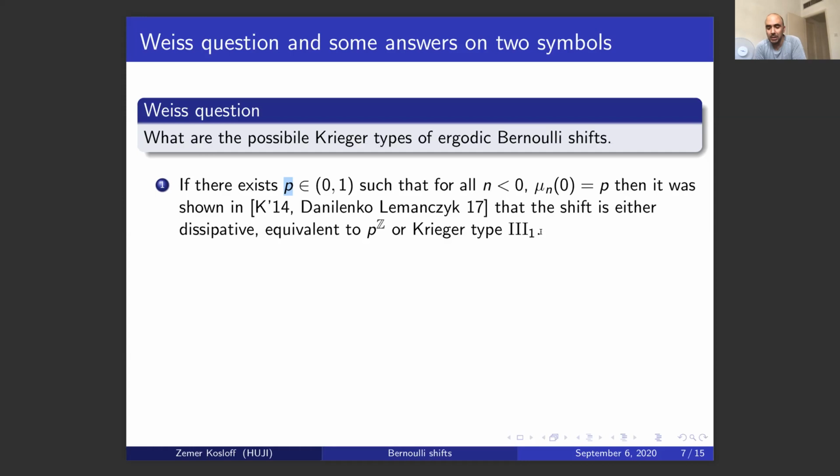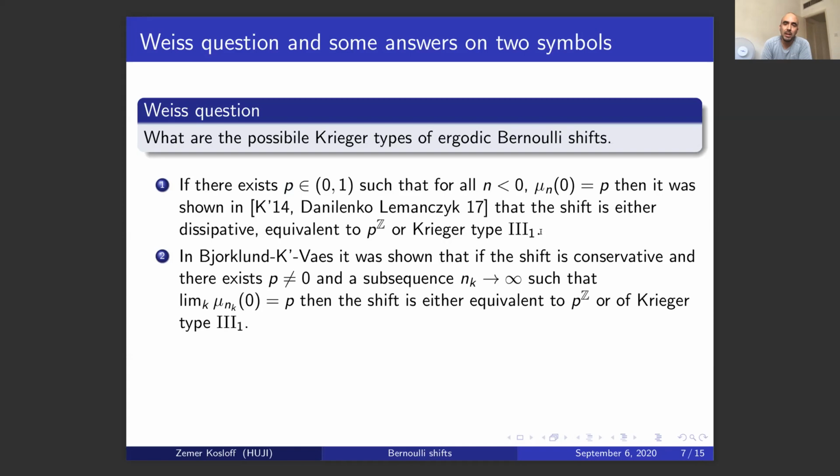In the joint work with Bjorklund and Weiss, what we wanted was to remove this half-stationary assumption, and we did that in the following sense: if we have some p which is not zero, which is a limit point of mu n, then either we're equivalent to p to the Z or the Krieger type is 3-1. So this extends the previous work in two directions. First of all, it doesn't have to be the same measure going in one direction. But secondly, we're also allowing other limit points, which includes zero as a limit point. And that's not possible in the first model.